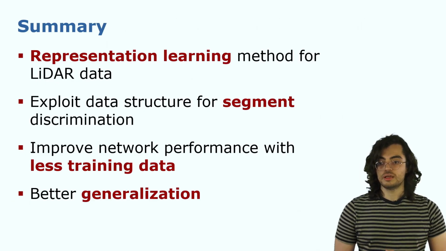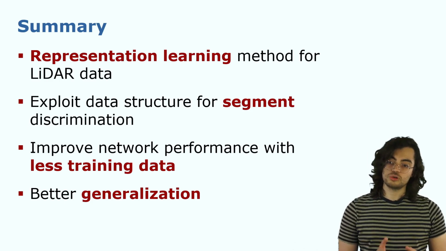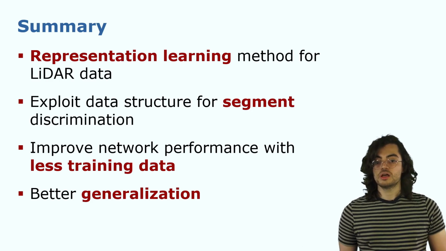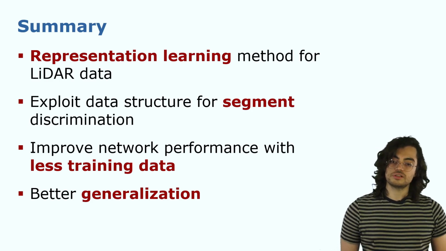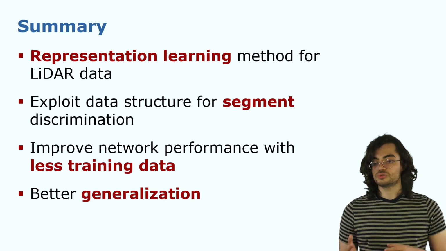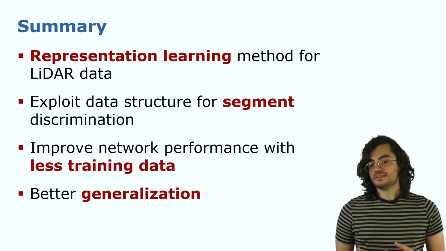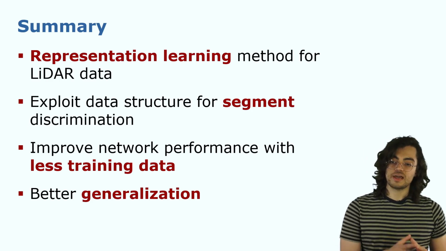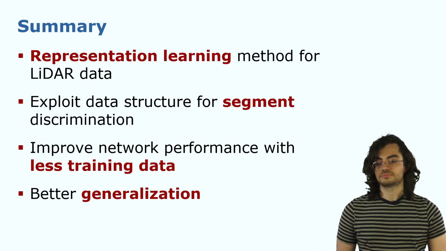In summary, we propose in this paper a self-supervised representation learning method for autonomous driving LiDAR data. Our method exploits the LiDAR data structure to extract coarse object segments in the point cloud and apply the contrastive loss segment-wise. Our results show that our method improves the network performance, especially when there is little annotated data available, and our method achieves a better generalization, performing even better than the supervised pre-training when fine-tuning to a different dataset.